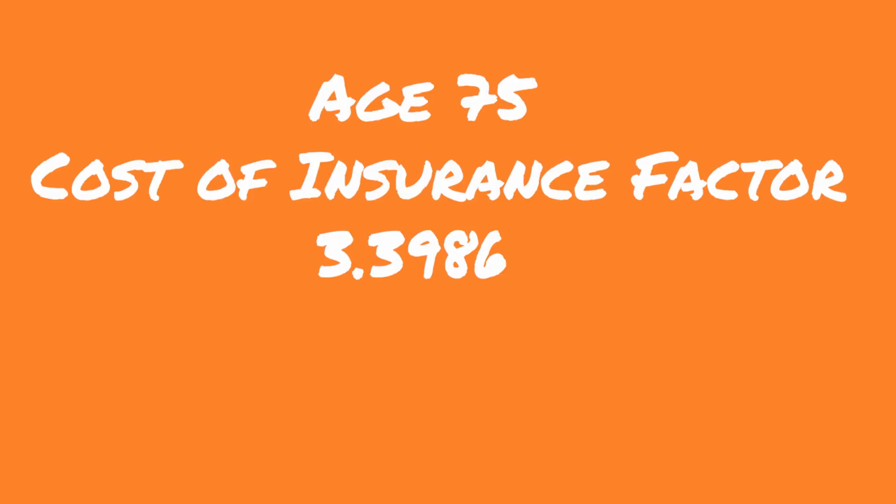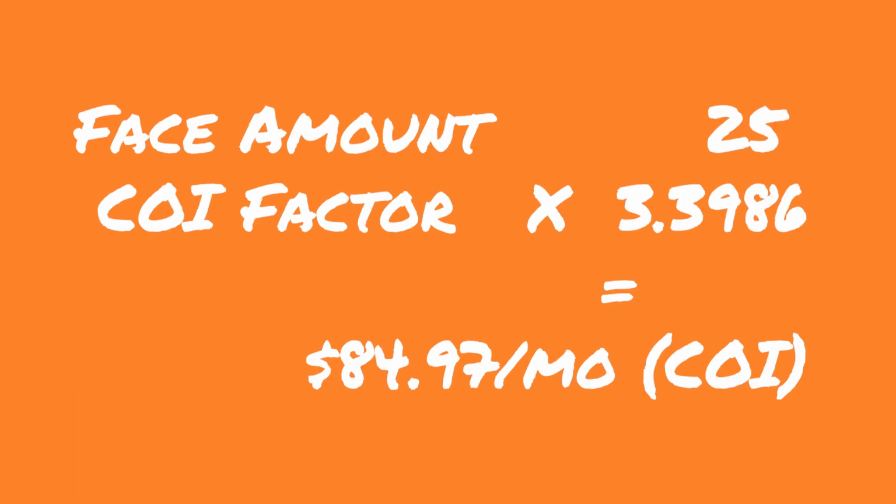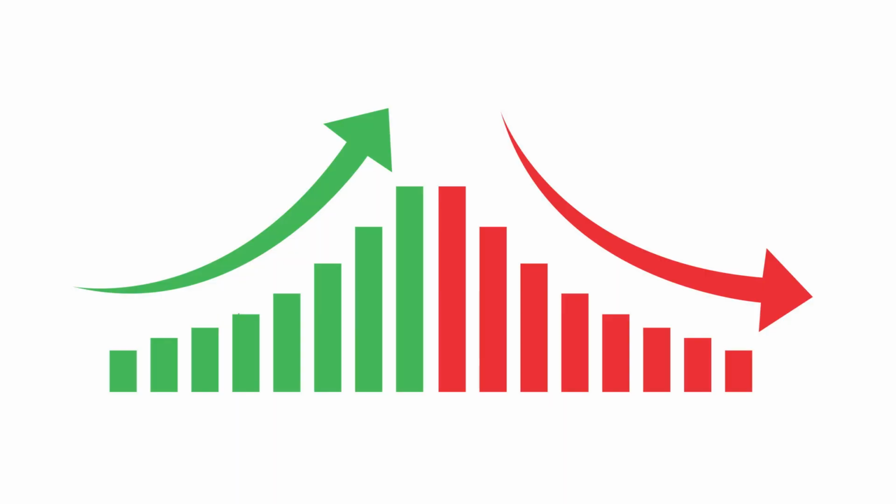Let's fast forward to age 75. When calculating the cost of insurance factor at this age, you'll notice that the cost of insurance for $25,000 of coverage far exceeds Mildred's monthly payment. So what happens now? Well, Mildred has accumulated cash value for a number of years based on the structure of her policy. That cash value has covered the increase thus far. But what happens when the cash value runs out?